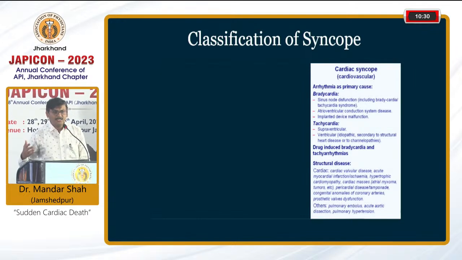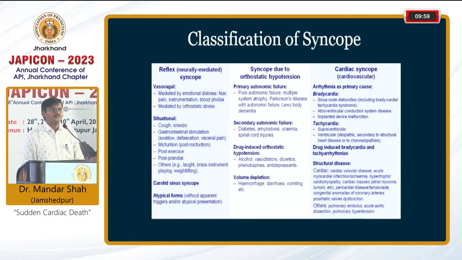So these were 2 benign spectrums of syncope. The malignant spectrum is cardiac syncope. And cardiac syncope could be because of arrhythmias, tachyarrhythmias, bradyarrhythmias, or it could be because of structural abnormalities, like for example, hypertrophic cardiomyopathy, or valvular heart disease, severe aortic stenosis, for example, or pericardial diseases, tamponade, etc. And of course, it also encompasses other causes such as pulmonary embolism, aortic dissection, etc.